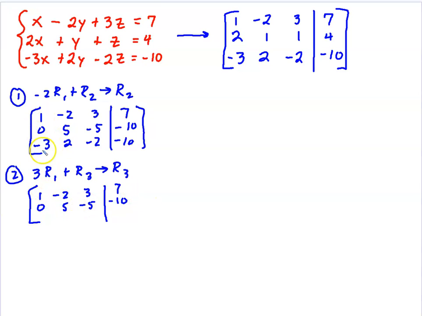All right, so 3 plus -3 is 0. -6 plus 2 is -4. 9 plus -2 is 7. -20 or +21, keep wanting to look at that. 3 times 7 is 21, plus -10 is 11.